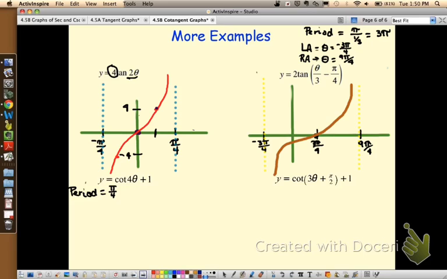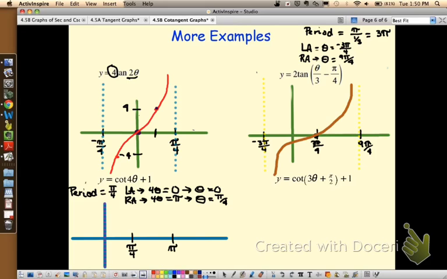The cotangent, the period of this graph is going to be pi over b, or pi over 4. The left asymptote we're going to set equal to 0. Remember, the asymptotes are in different locations for cotangent. And so the actual left asymptote is going to be at 0. And the right asymptote is going to be at pi over 4, because we set the right asymptote equal to pi.